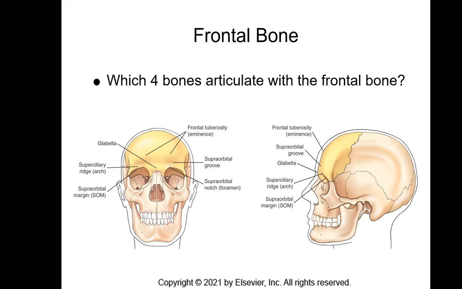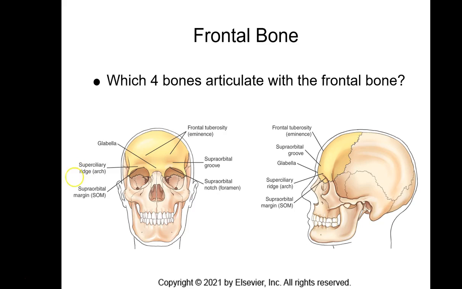On each side of the squamous portion of the frontal bone, above the supraorbital groove, is a larger, rounder prominence called the frontal tuberosity. So in other words, if you continue to go superior from the groove, you'll have this kind of rounded bump, which we know as our forehead. That is called the frontal tuberosity.